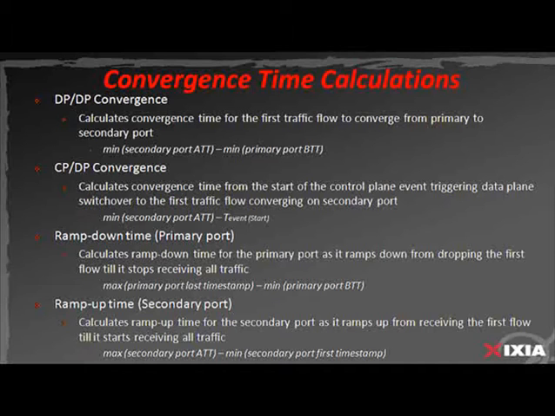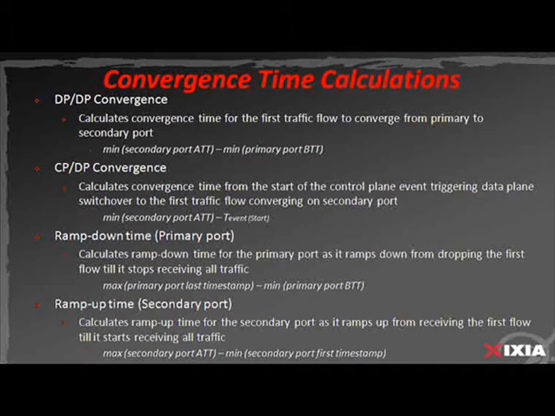The first is the DP-DP convergence, or the data plane convergence. This calculates the convergence time for the first traffic flow in the test to converge from the primary to the secondary port. This is the value of the smallest hardware-based timestamp on the secondary port which exceeds the user-defined threshold, minus the value of the smallest timestamp on the primary port which falls below the user-defined threshold. So based on the previous graph, this is the minimum value of the secondary port ATT minus the minimum value of the primary port BTT.